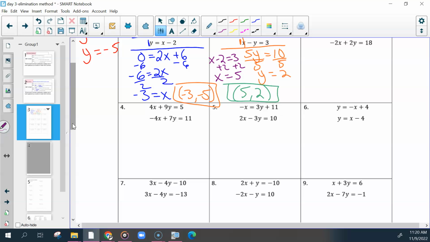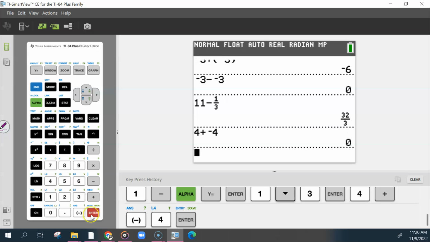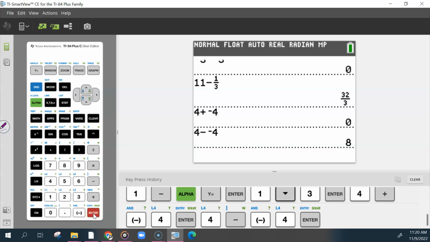Add them. The general rule of these is if the sign is the same, you're going to subtract. If it's different, you're going to add. If you're not sure or that rule is confusing, just double check in your calculator. If I did 4 plus a negative 4, that would give me 0. If I did 4 minus a negative 4, that would not give me 0. So whichever one cancels, that's the one I need to go with.